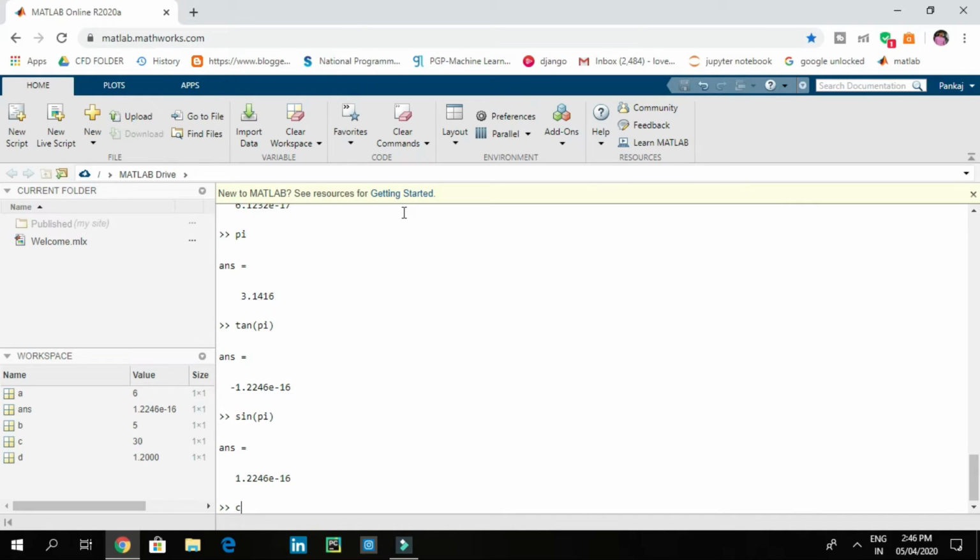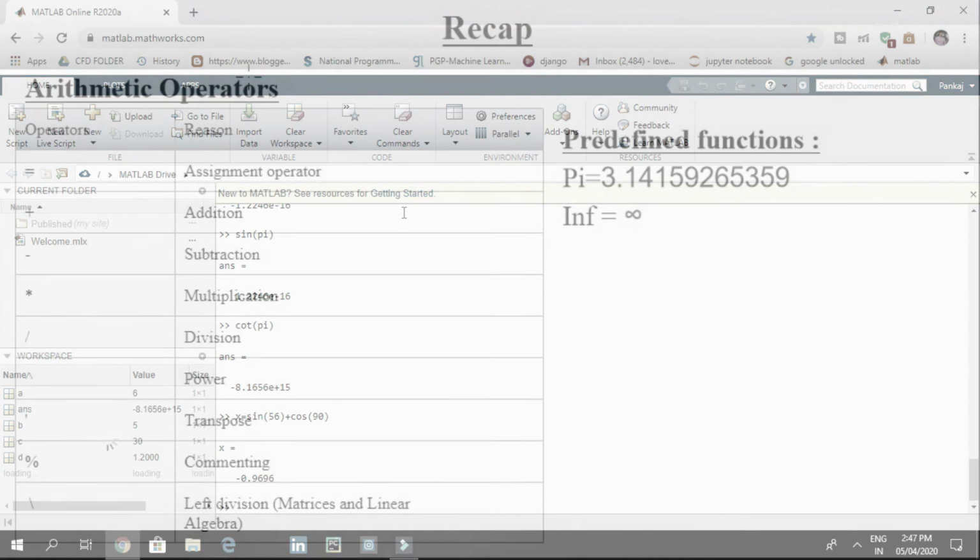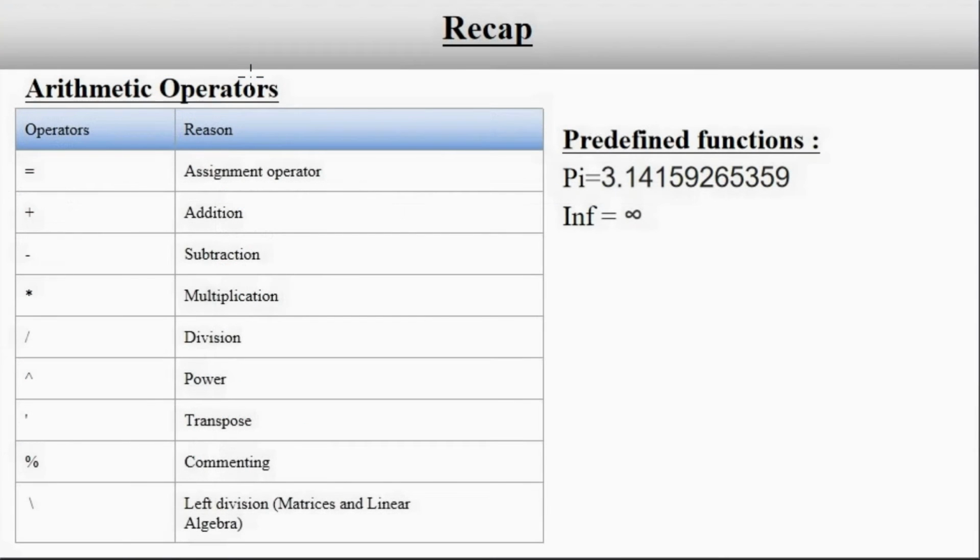So let's try cot pi, so it gives value of cot 180 degree. So let's try one equation. X equal to sin 56 plus cos 90. So we saw some arithmetic operations and some calculations in this video.